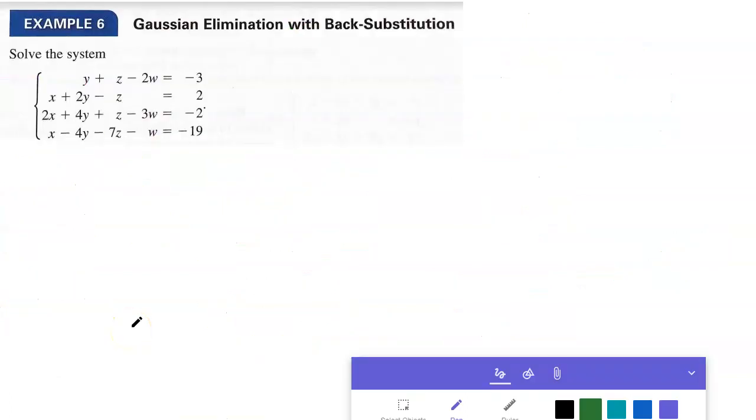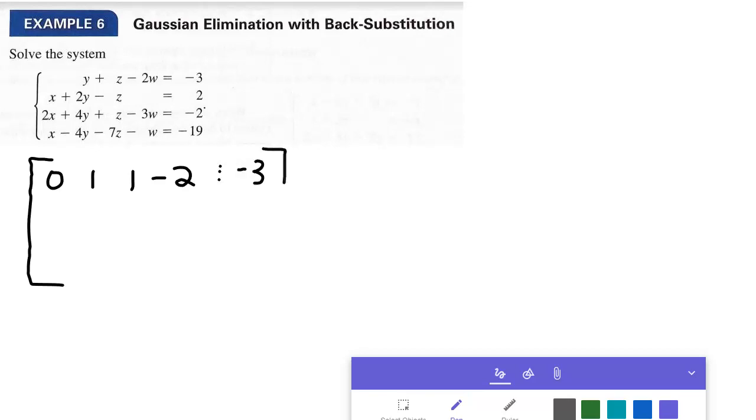So this one's kind of crazy. And what we'll have to do in this case is, again, let's set up a set of matrices. So if you put this into matrix form, it'd be 0, 1, 1, -2, and then the dots, and then -3. But you could leave those dots out. So that's your top row.